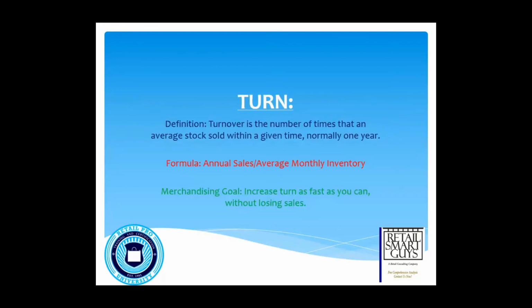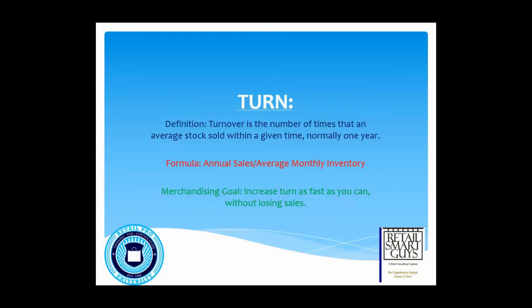Turn. So first, our definition. Turnover is the number of times that an average stock sold within a given time, and normally measured as a year. How many times in a year your inventory completely changes over? The formula for it is your annual sales divided by your average monthly inventory. Annual sales divided by average monthly inventory.